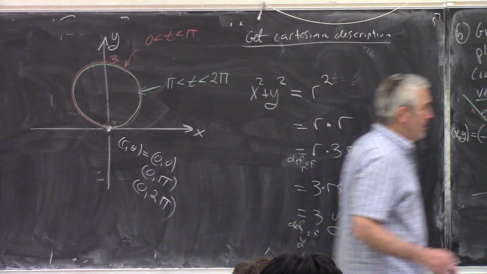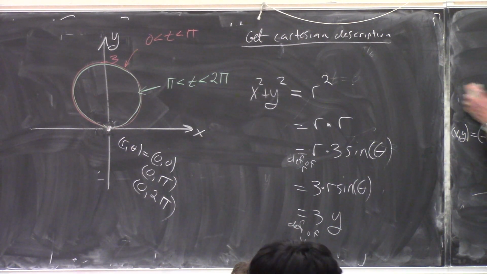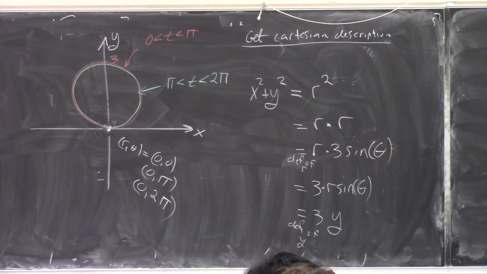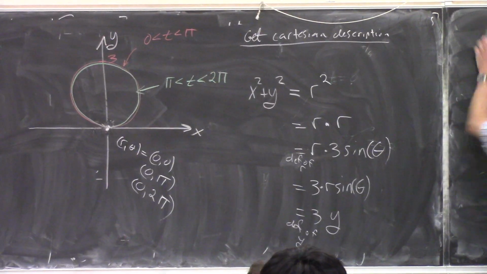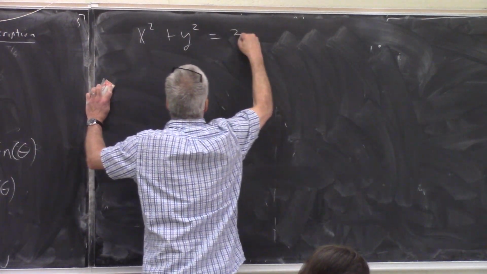Okay, so remember, if this were a circle centered at the origin, we'd have x squared plus y squared equals some number that's r squared. But that's not what we have, so bummer. What we've arrived at is this: x squared plus y squared equals 3y.